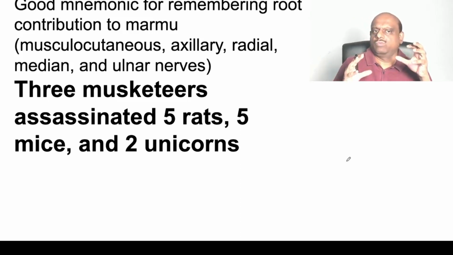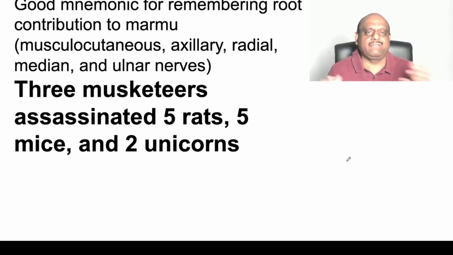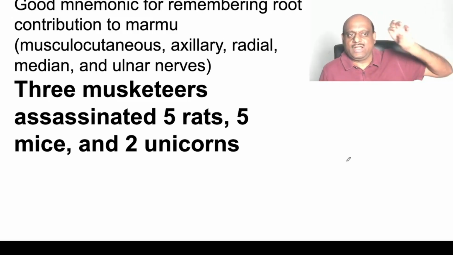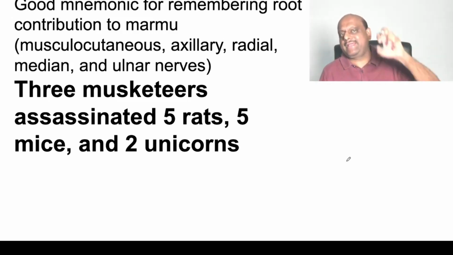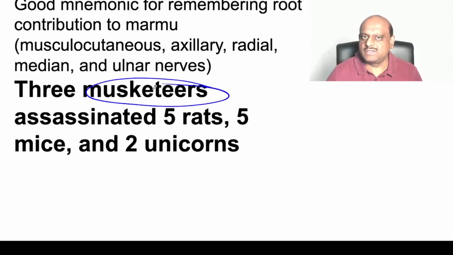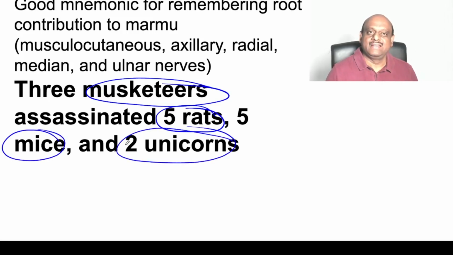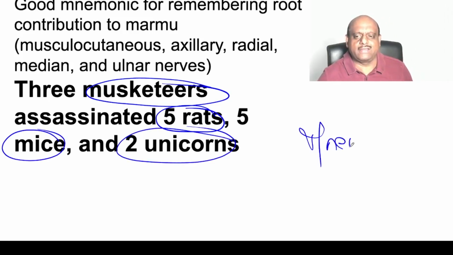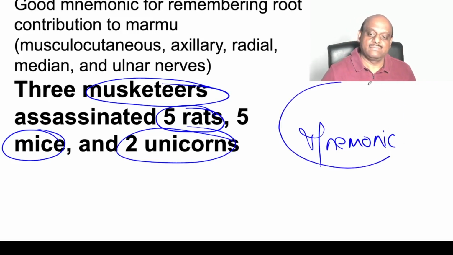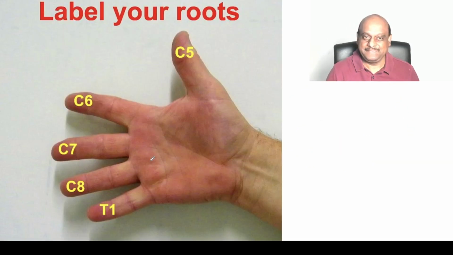Now, what is a good mnemonic for remembering the contribution of the various roots to the musculocutaneous, axillary, radial, median and ulnar nerve? That's called MARMU. So remember, 3 musketeers assassinated 5 rats, 5 mice and 2 unicorns. This is one of the oldest mnemonics I had been listening to past 30 years when I joined MBBS.